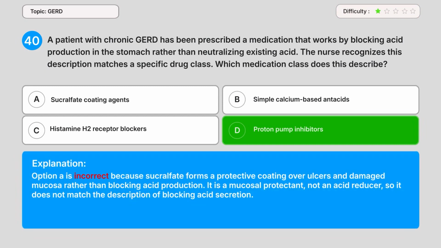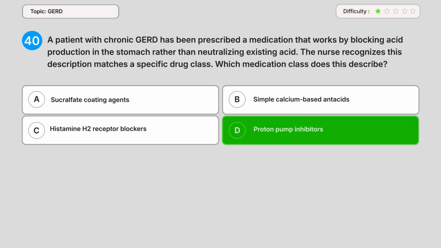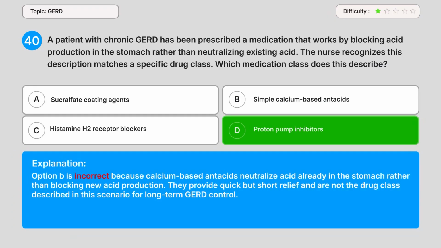Option A is incorrect because sucralfate forms a protective coating over ulcers and damaged mucosa rather than blocking acid production. It is a mucosal protectant, not an acid reducer, so it does not match the description of blocking acid secretion. Option B is incorrect because calcium-based antacids neutralize acid already in the stomach rather than blocking new acid production. They provide quick but short relief and are not the drug class described in this scenario for long-term GERD control.